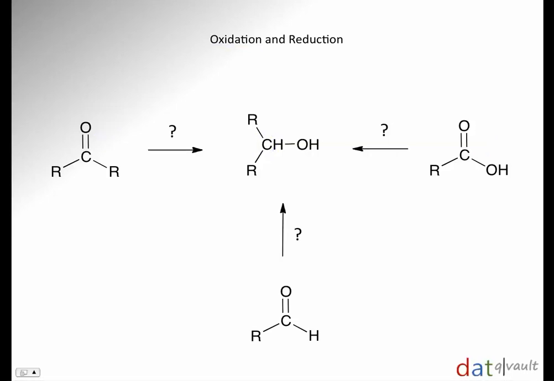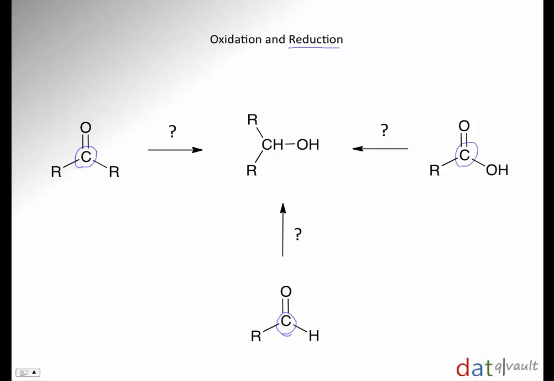Also, we can look at this in the complete reverse direction, which is known as reduction. So we can reduce these corresponding carbonyl compounds back to the alcohol. We can reduce ketones back to secondary alcohols. We can reduce aldehydes back to primary alcohols, and we can even reduce carboxylic acids back to their corresponding primary alcohols. When we talk about reduction, we're focusing on the reduction of these central carbons.